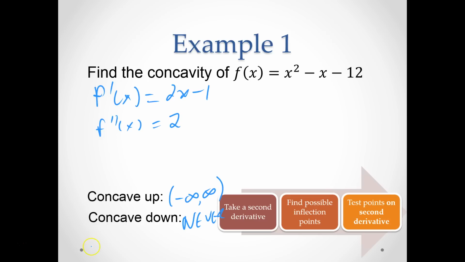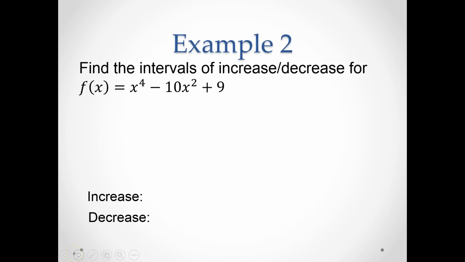So let's take a look at another example. This one, we're starting with increasing, decreasing again. This time we have a quartic function, x to the 4th minus 10x squared plus 9. So to find where it increases and where it decreases, we should use the first derivative. If you want to pause the video right here and give this a shot yourself, you can.